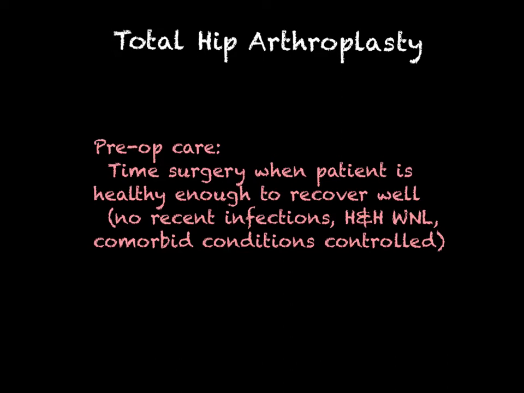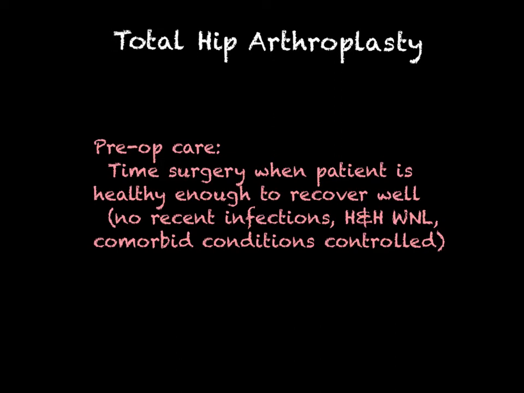We want to make sure that they're not anemic. Their H&H should be within normal limits. And you want to make sure that they're not having serious comorbid conditions, kidney failure, renal failure, all of those things, diabetes. They should really be well controlled before you schedule a surgery.